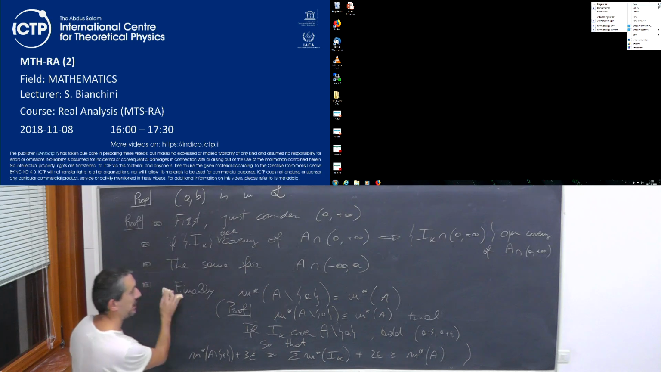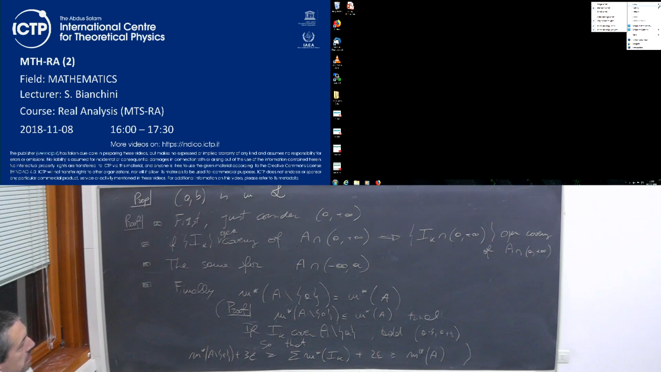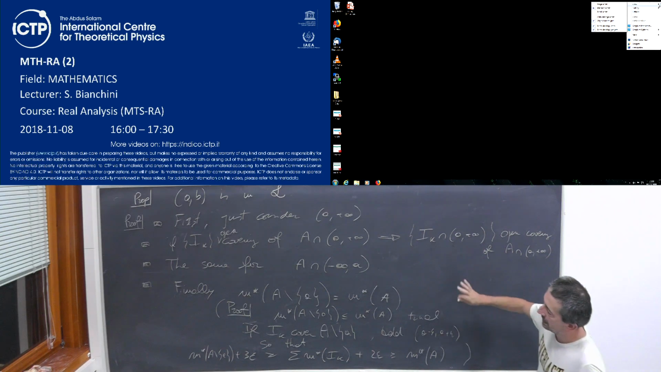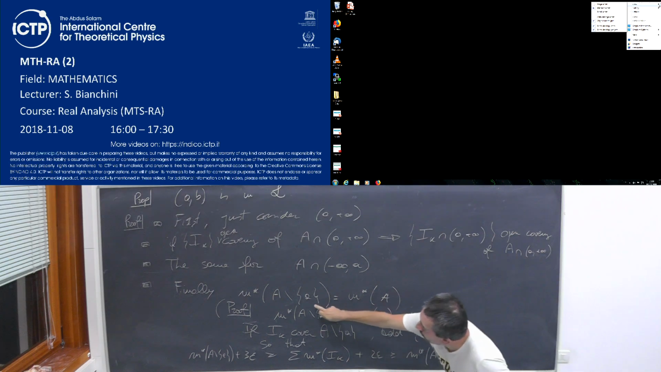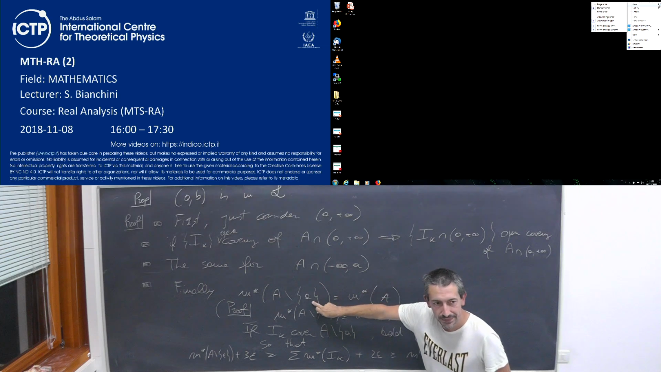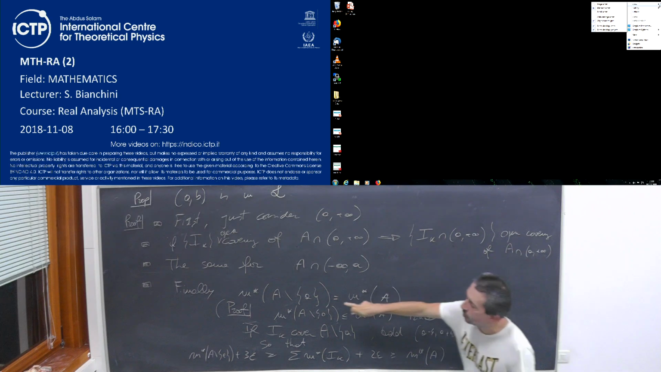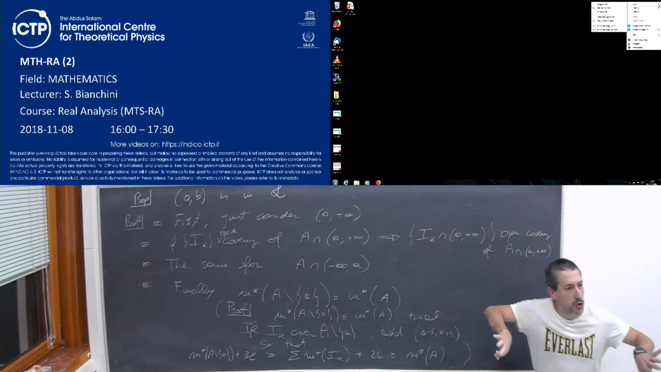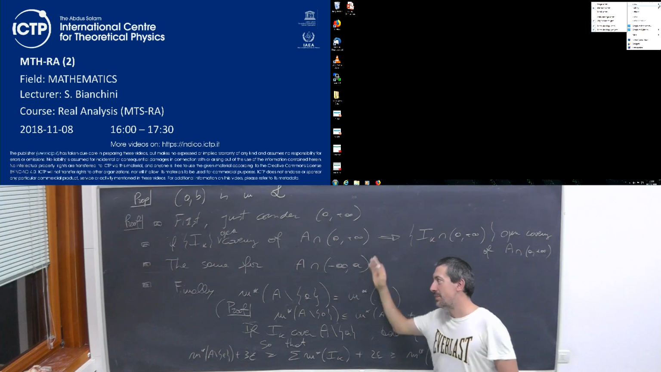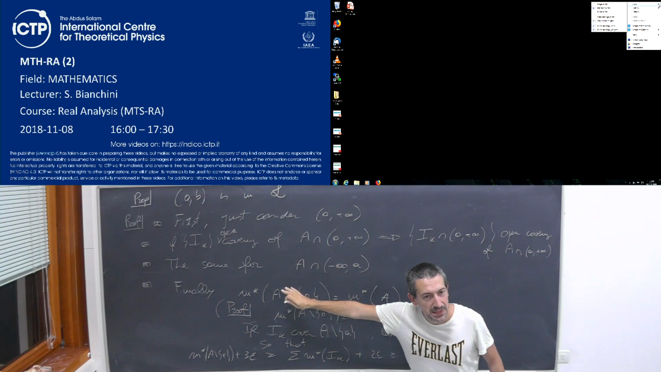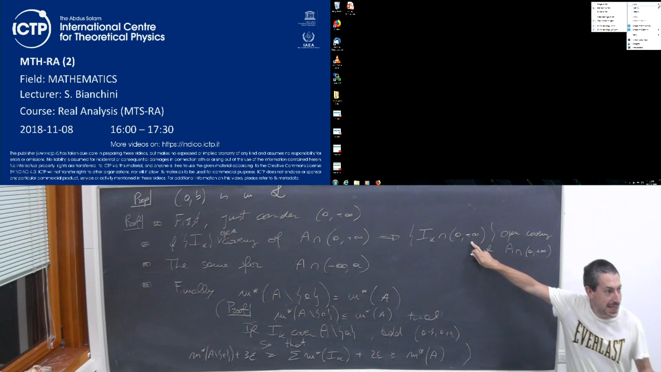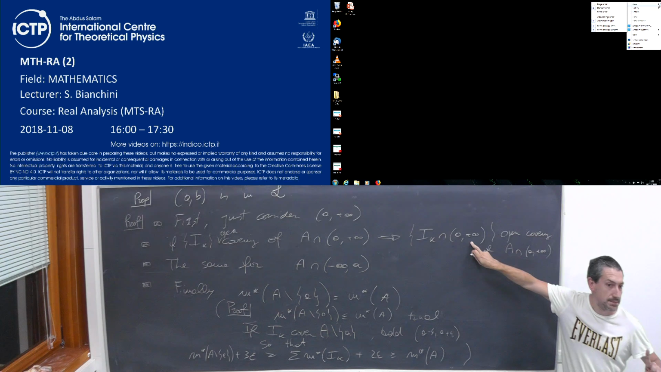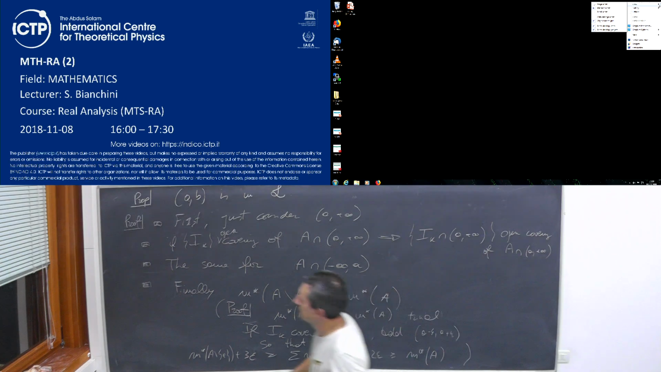So let's cancel this point. Well, we keep it. So now we have that m star of A is equal to m star of A minus this point. You see from this observation, if I take a covering of A minus this point, I can just intersect and I get two disjoint coverings, one for the right part and one for the left part. And being an intersection, the sum of the lengths is less or equal.